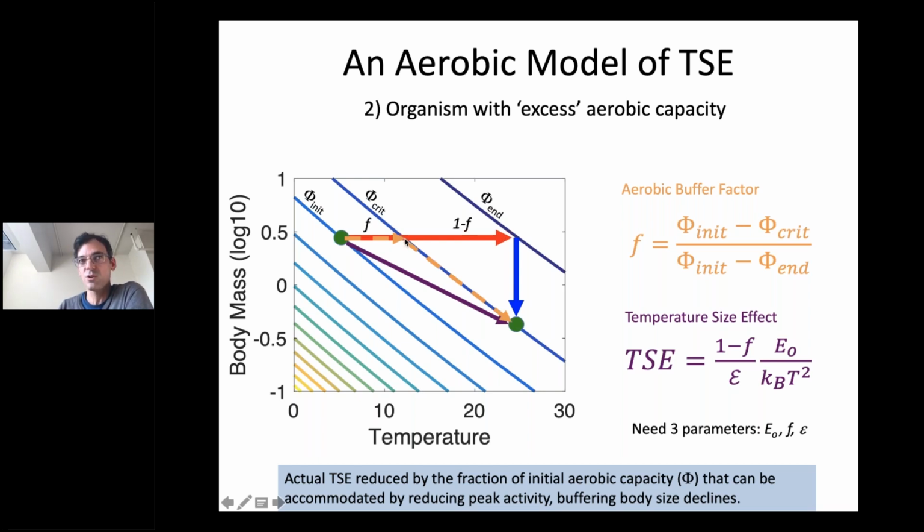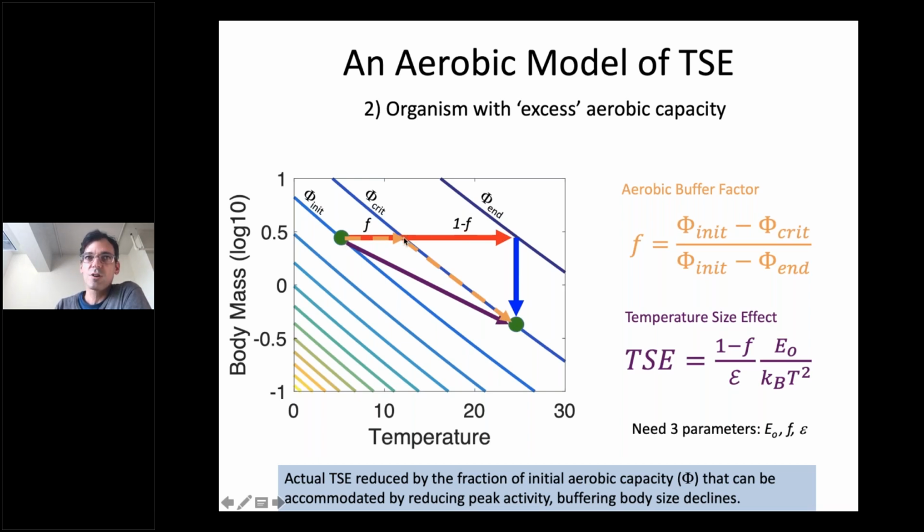Now, there could be an energetic cost to that. They may have to reduce activity to move from this high phi down to this lower phi, but that may be okay as long as they haven't crossed the sustained threshold for a population's survival. If they go further than that, of course, then they're going to be in trouble. If we think about an organism that has what I'm going to call an activity buffer, or an aerobic activity buffer, this little stretch of orange vector here is what you can tolerate without getting smaller.